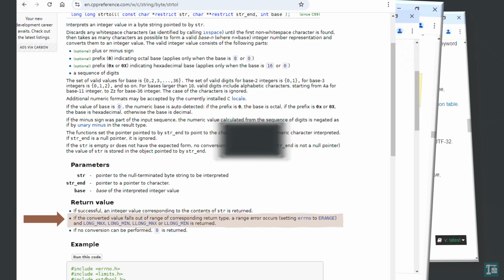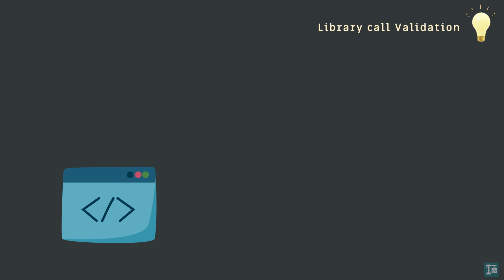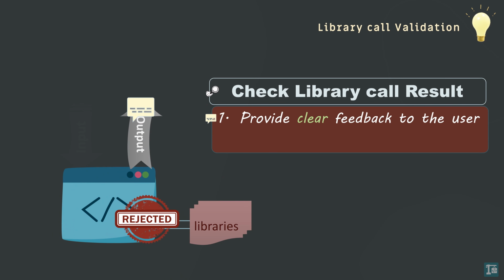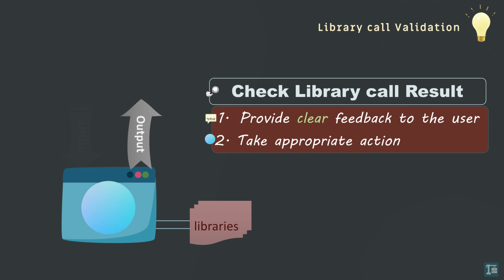In summary, to make library call code rock solid, we need to treat it like input data and implement library call validation. If the result is invalid or the call raises an exception, provide clear feedback to the user, and take appropriate action. By doing this, we ensure our program can gracefully handle any potential issues that arise from library calls.